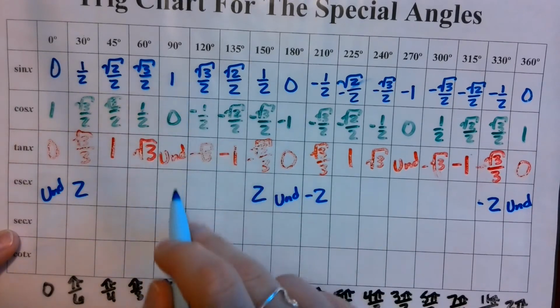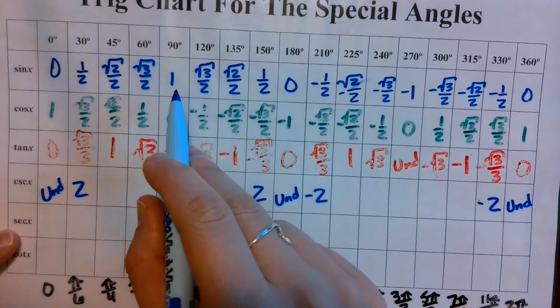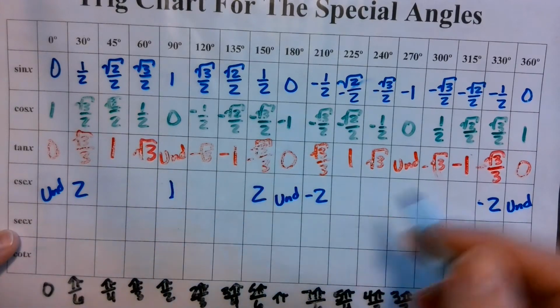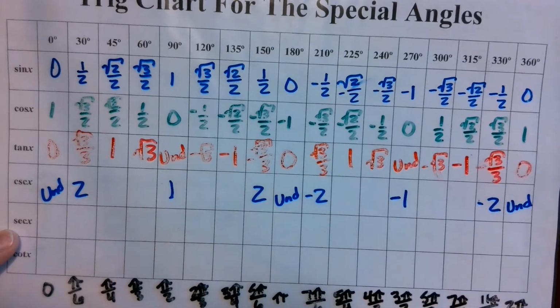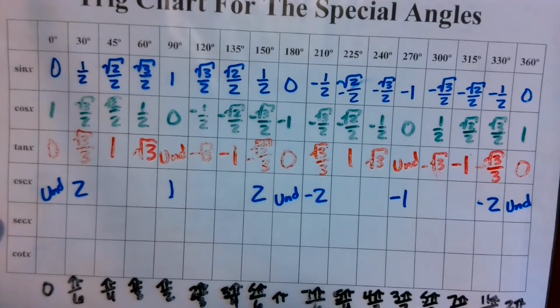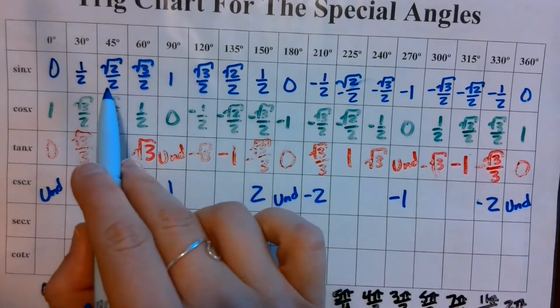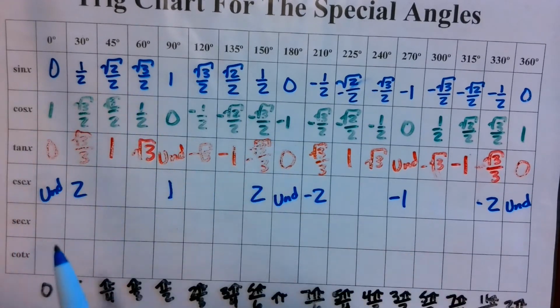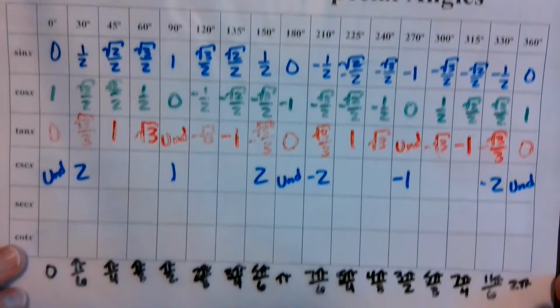Anything that was 1 to begin with, really this is 1 over 1. So when I flip it, it's still 1. So my 1s are still going to be 1s, -1 is still going to be -1 when I take the reciprocal. And then we're brought to this radical 2 over 2 and radical 3 over 2, which we see a lot in sine and cosine. So once we find the reciprocal of them once, we're not going to have to do that again.